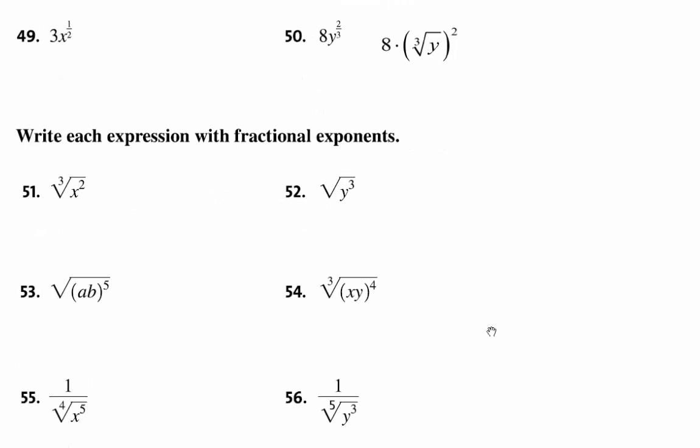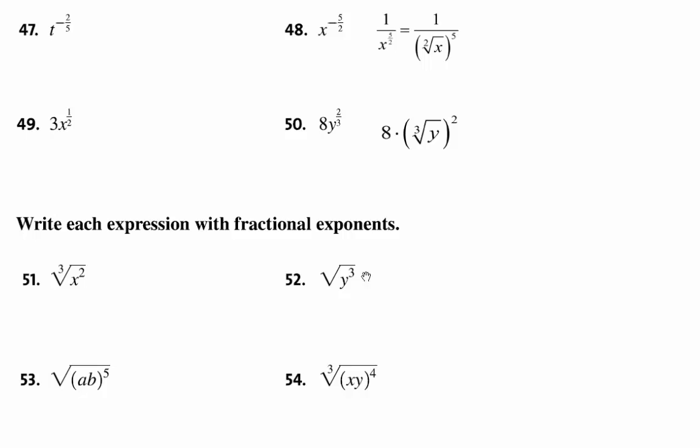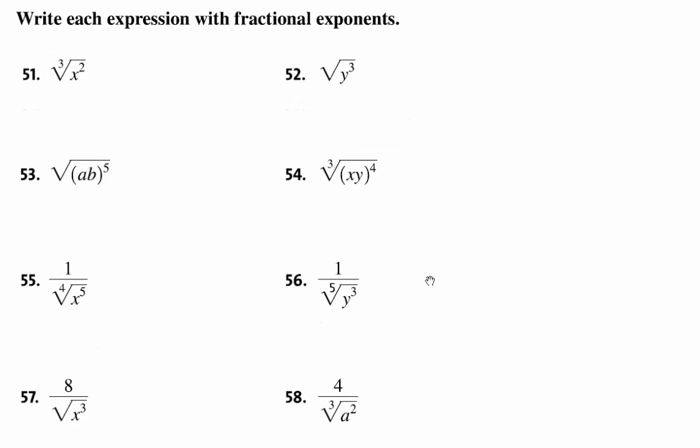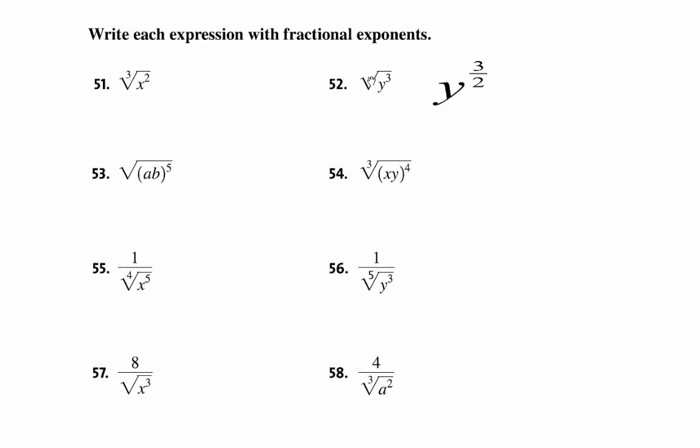And then, so we went from fractional exponents to radical form, and here we're in radical form, and we want to end up with fractional exponents. So number 52, there's nothing in the index, so I know it's a 2. So 2 goes on the denominator of my fraction, and the power is the 3 that goes on top. Number 54, my denominator will be 3, and my numerator will be 4, so I have 4/3, and everything in parentheses stays where it is.